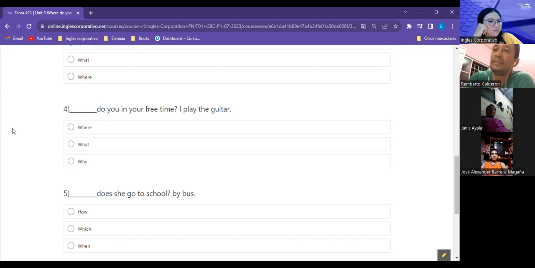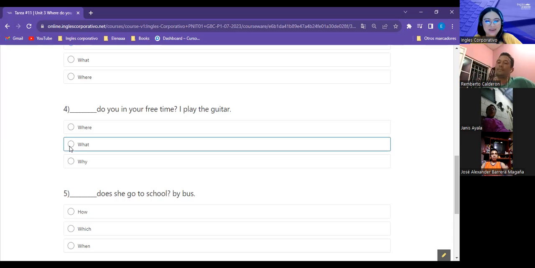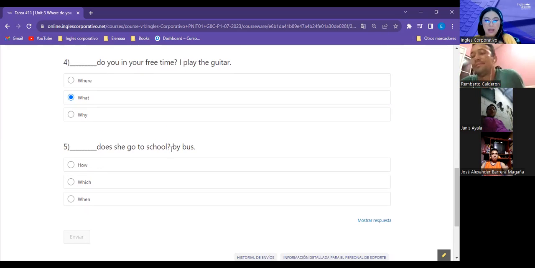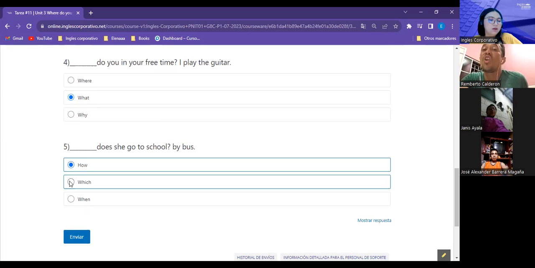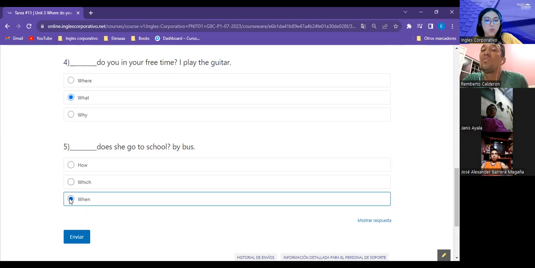What? What or why? All right. What do you do in your free time? ¿Qué haces en tu tiempo libre? I play the guitar. Look, by bus. ¿Cómo lo hago? By bus. Entonces, para preguntar sobre un proceso, ¿cuál sería? How, which, or which.